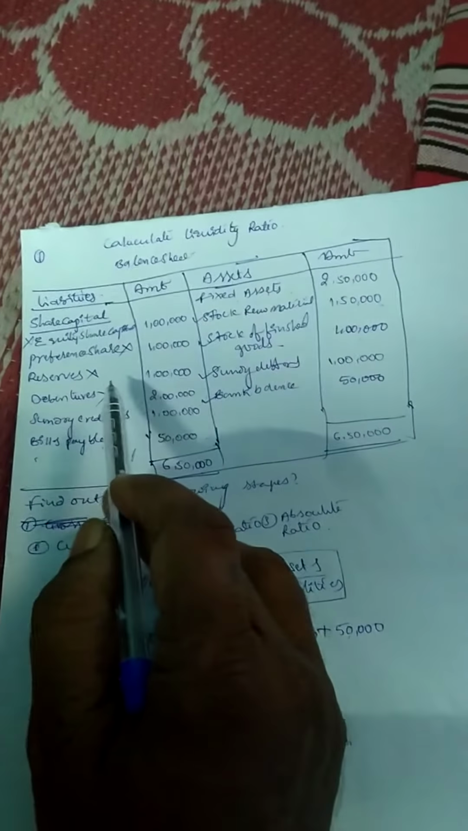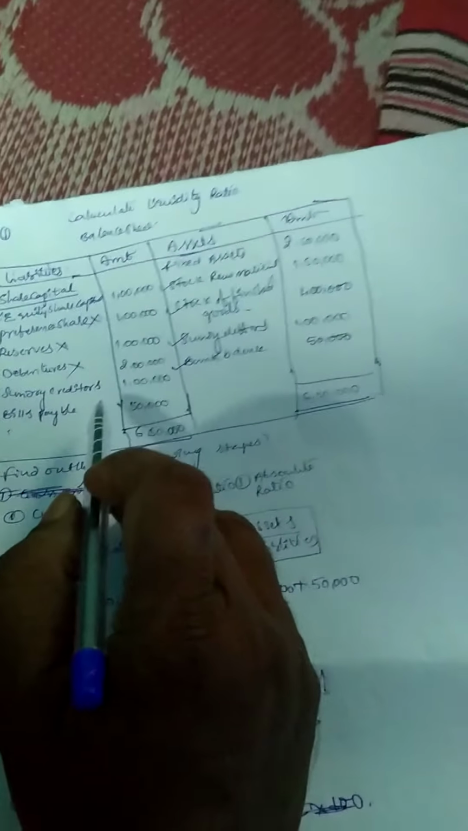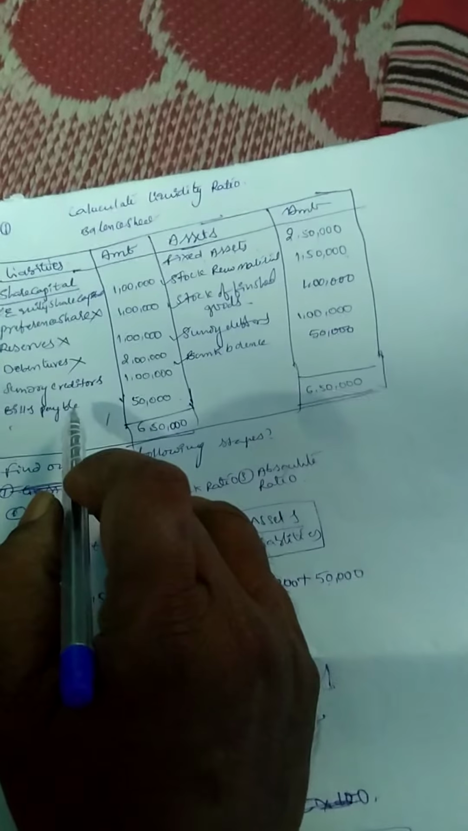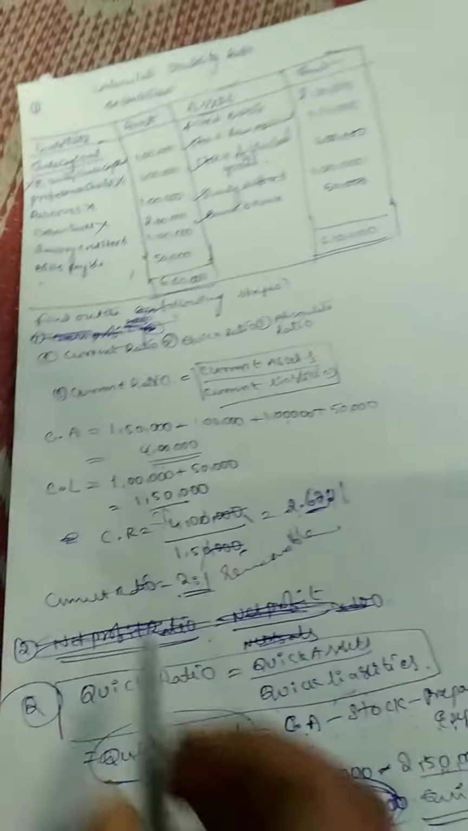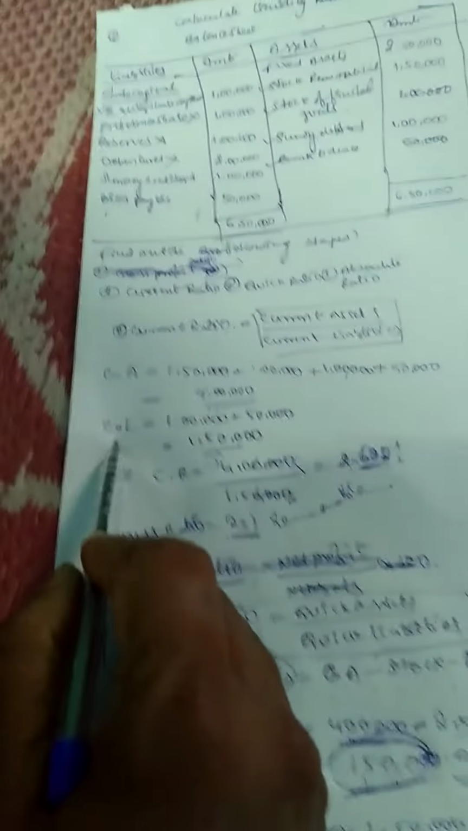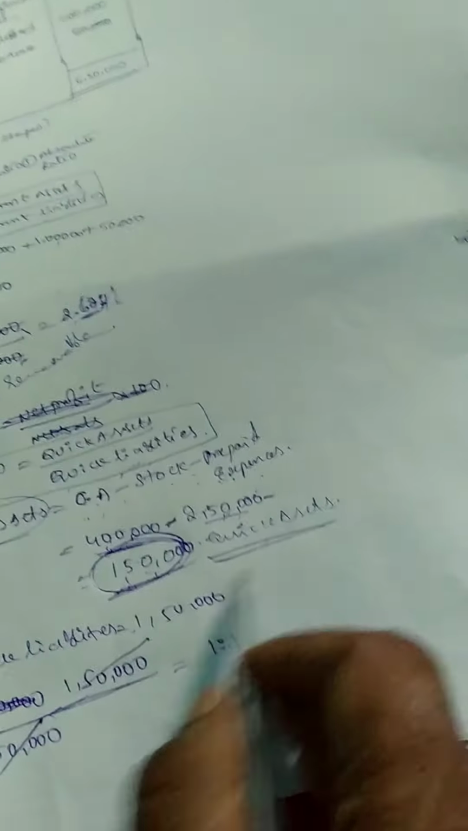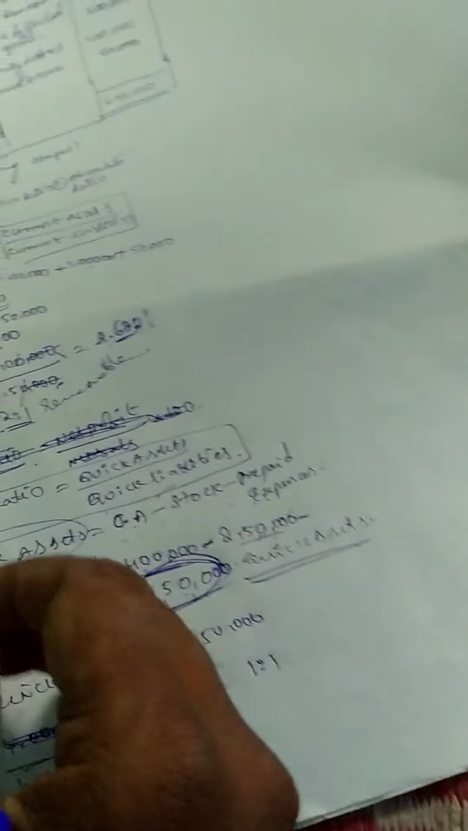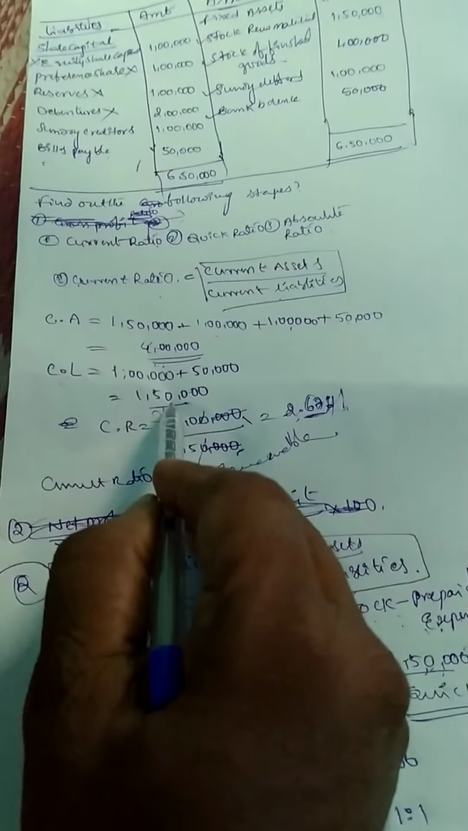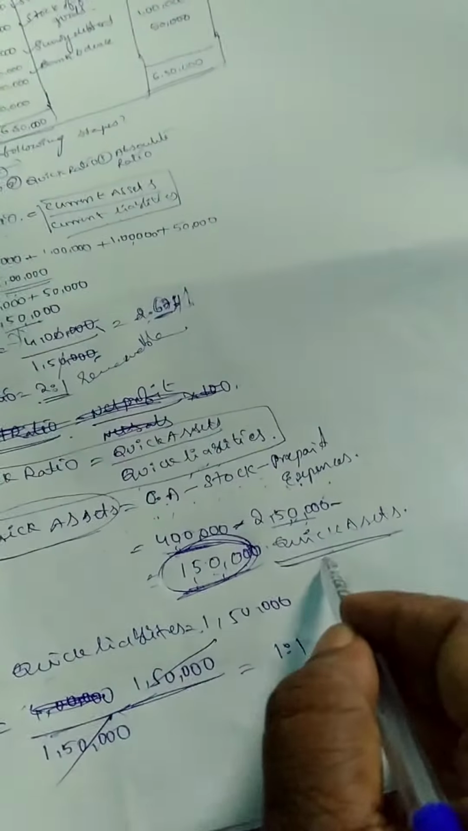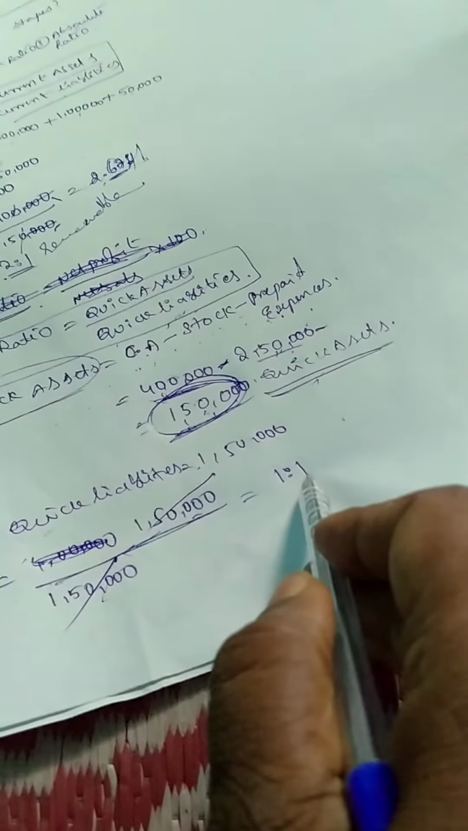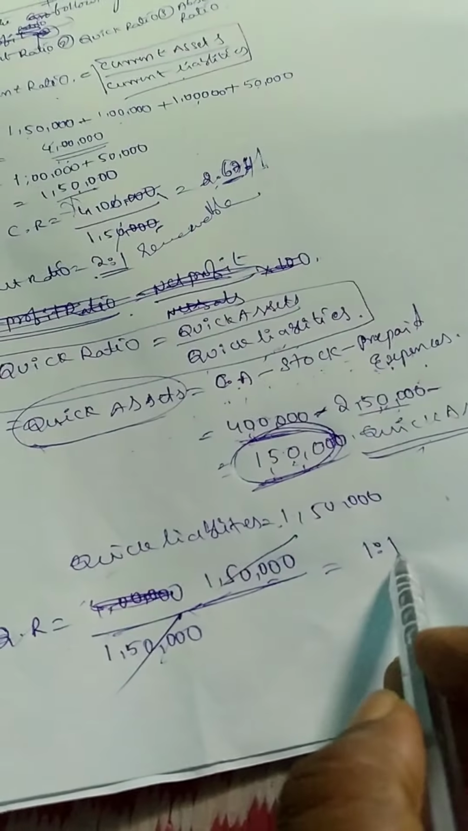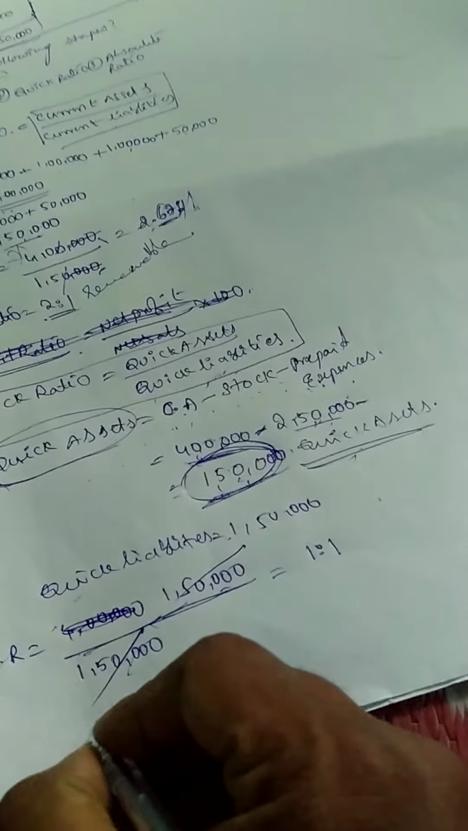Next, quick liabilities. In this problem we don't have any bank overdraft. Only a bank overdraft transaction is called a quick liability. So we need not take any transaction, but we have to take only current liabilities. Quick liabilities how much? Current liabilities in the previous problem were 1,50,000, so quick liabilities are the same amount, 1,50,000. So 1,50,000 divided by 1,50,000 we get 1:1.